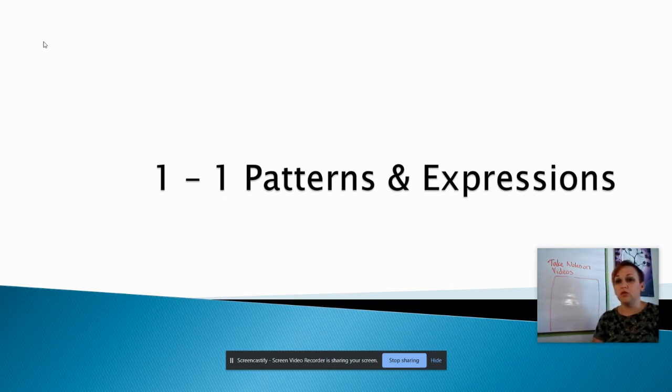When you're taking your notes, you want to make sure on your piece of paper that you're writing down the title for today. Today's title is 1-1, Patterns and Expressions. Okay, so you're going to write that down. And then we'll start by watching our first video. And so you're going to take notes on the first video on this piece of paper.